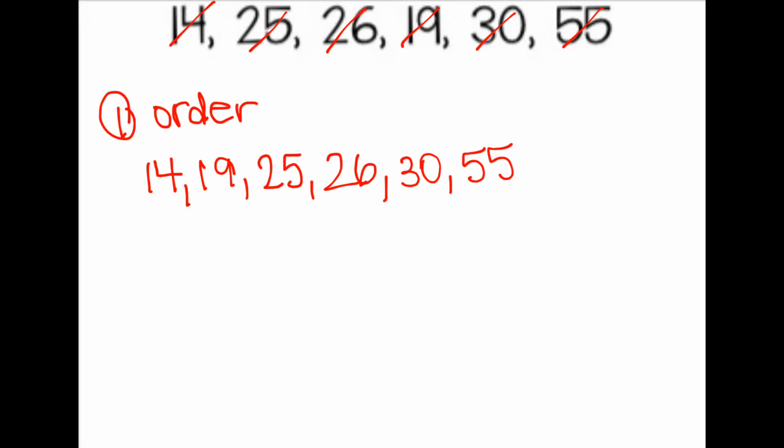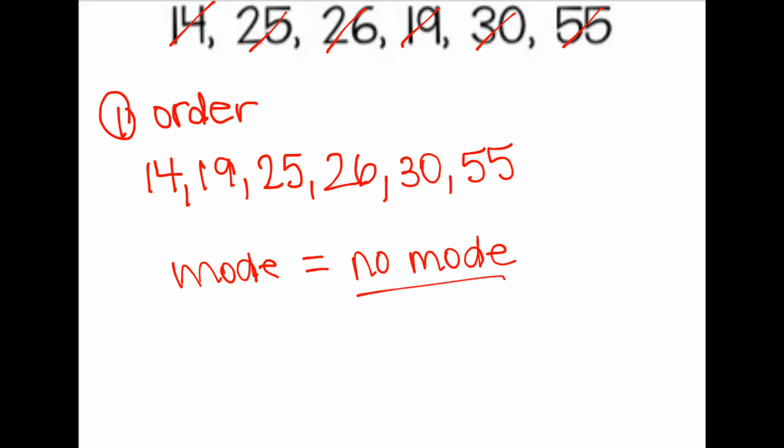Therefore, we know that we don't have a mode. They all only occur once. This is when we write our mode equals no mode. Remember, we do not write the number 0 because the 0 represents a number, and 0 is not in this data set. So we cannot write 0, we write no mode.